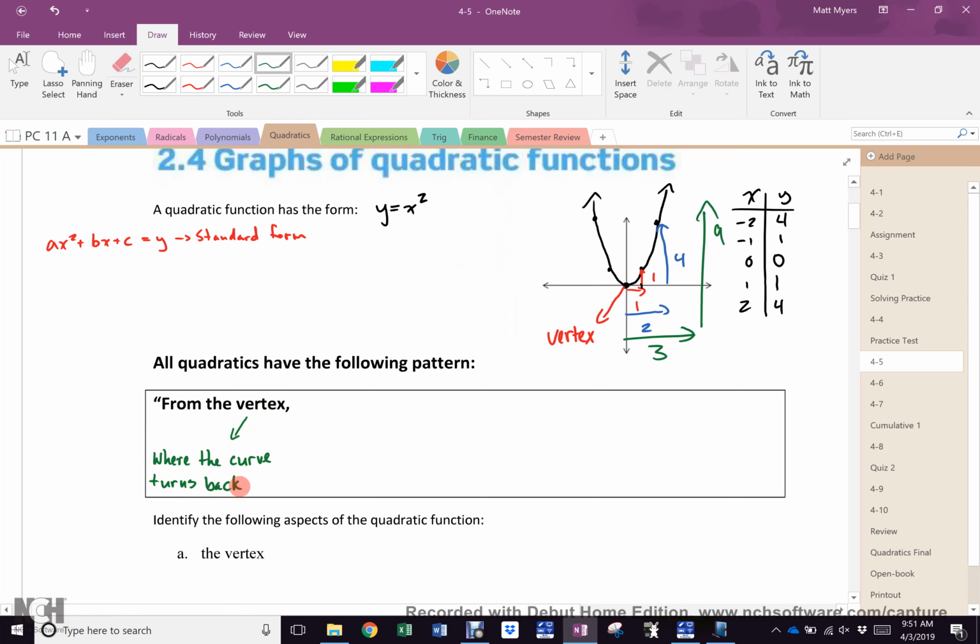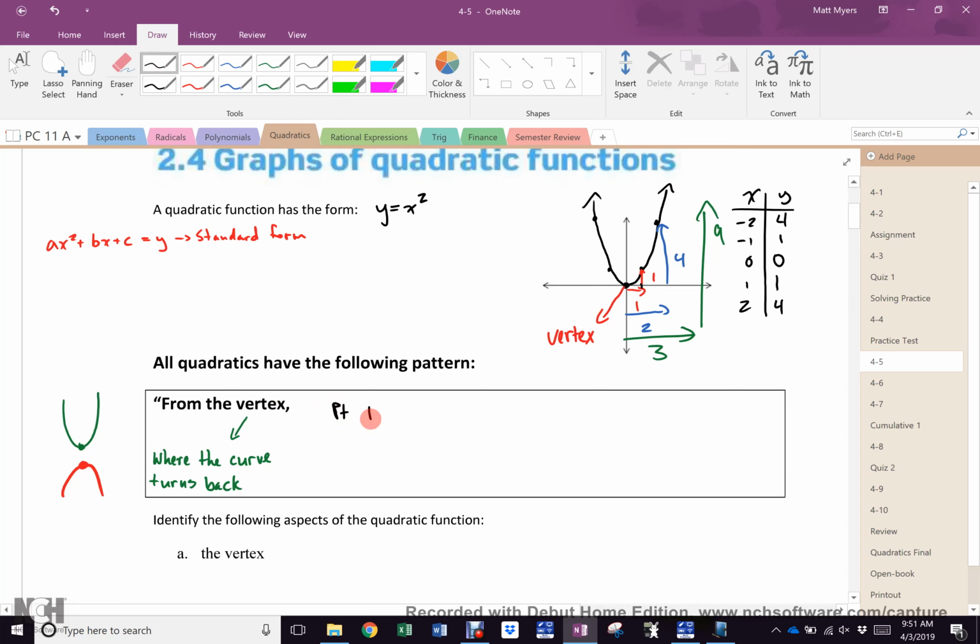Okay? Now in grade 11, all of our parabolas are going to be that or that. So the vertex is there or there. Everybody cool? Now in grade 12, parabolas can go sideways. In university, they can go diagonally. Okay? But for our purposes, they're either going to be up or down. Everybody good? Okay. And they all follow this pattern.